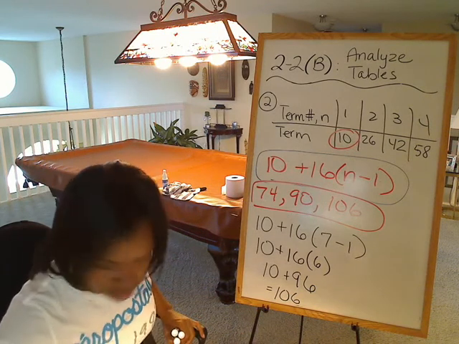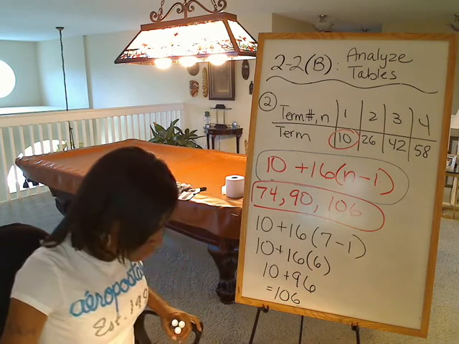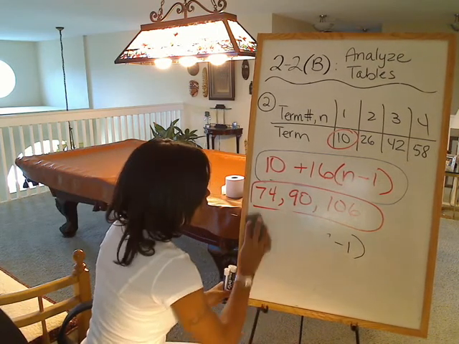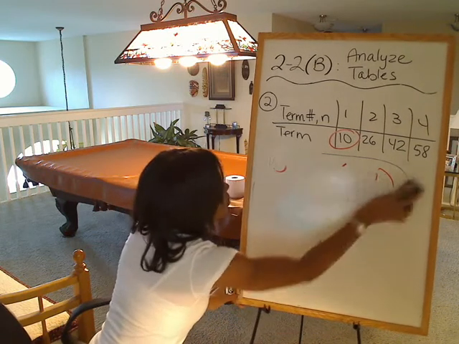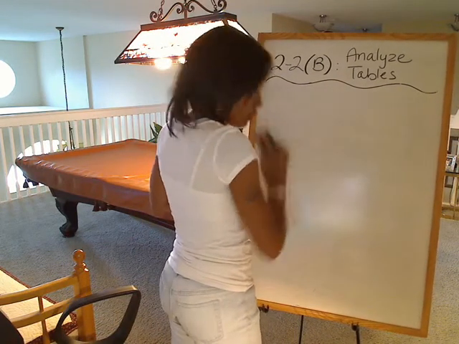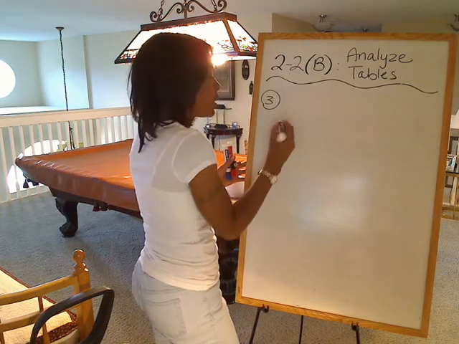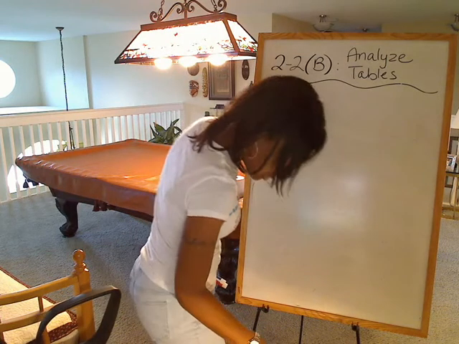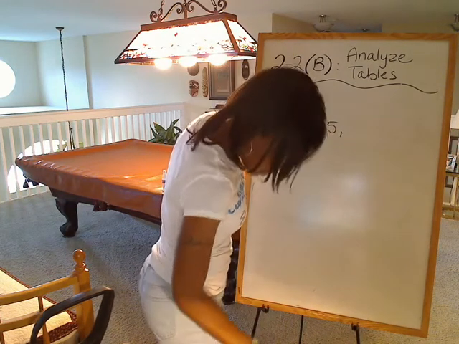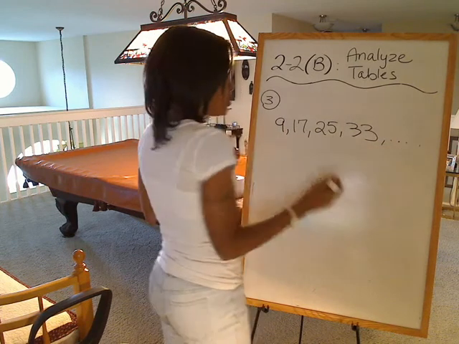Okay, let's see if we have time. Let's do number 3. I think we have time for number 3. And the sequence for number 3 is 9, 17, 25, 33. And they want us to find the next 3.